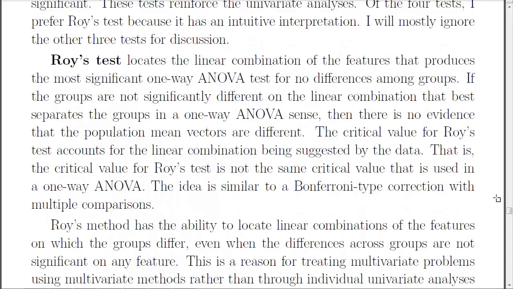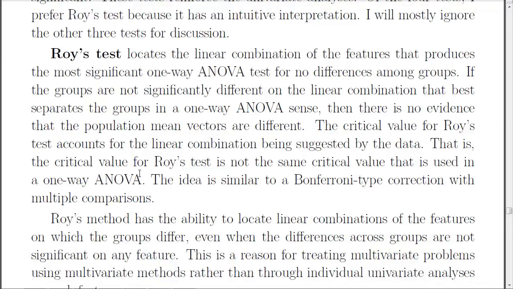All right. Furthermore, Roy's test locates the linear combination of features that produces the most significant one-way ANOVA test of no differences among groups. That is, it finds the linear combination, the direction, such that if you were to do a one-dimensional ANOVA test along that dimension, that's the direction that gives you the strongest evidence for differences between the groups.